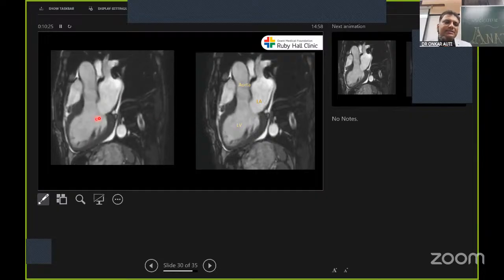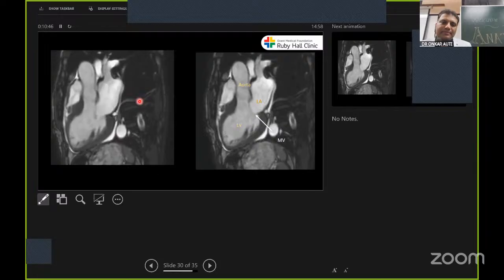Plus, if there is a mitral regurgitation, you can also assess how many ml of mitral regurgitation is going into the LA. That is called the regurgitation fraction. Similarly, if there is AR, you can assess the regurgitation fraction of AR.